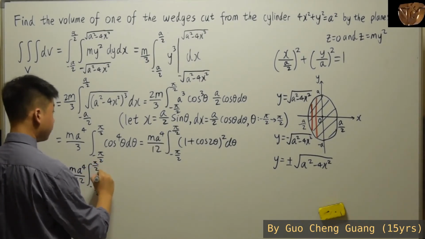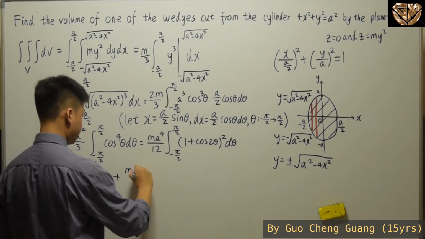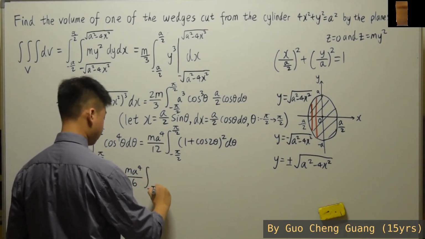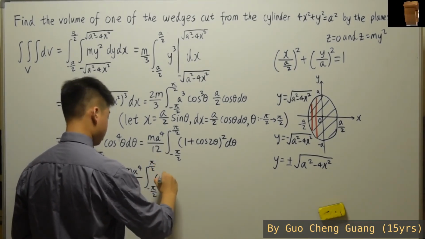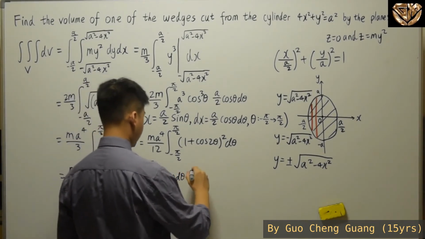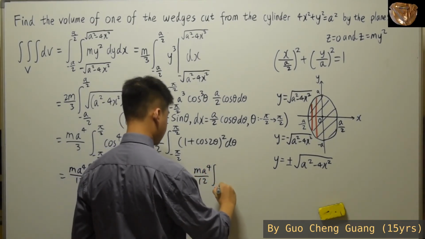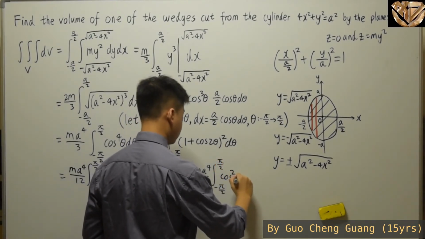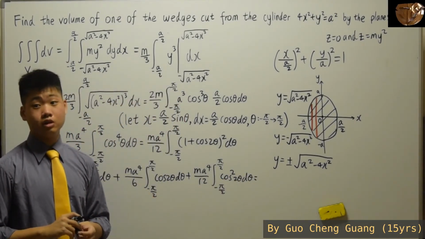to half pi d theta, plus ma to the power of 4 over 6, integrate from negative half pi to half pi, cosine 2 theta d theta, and adding on ma to the power of 4 over 12, integrate from negative half pi to half pi cosine squared 2 theta d theta. Right, so we just have to integrate this part now.